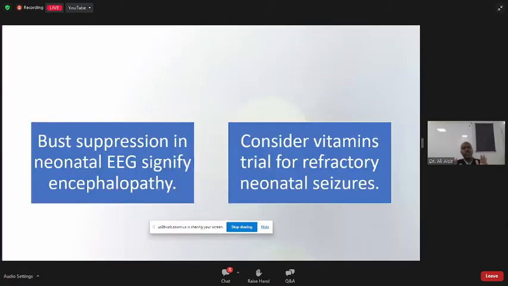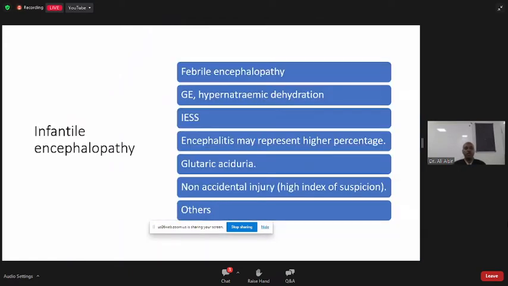So from that scenario, burst suppression in neonatal EEG indicates encephalopathy. Consider vitamin trials for any refractory neonatal seizure that did not respond to the first line, which is phenobarbital. Other vitamins also have to be considered, like pyridoxine, pyridoxal phosphate, folinic acid, and some people also add biotin and L-carnitine as a supplement that helps.